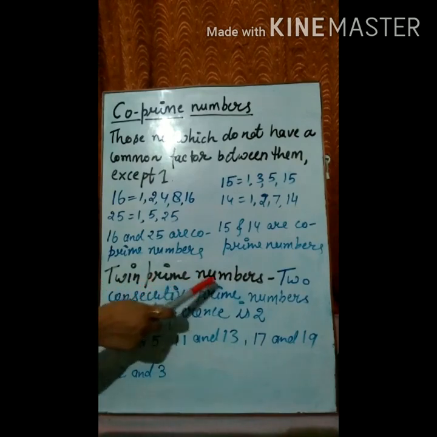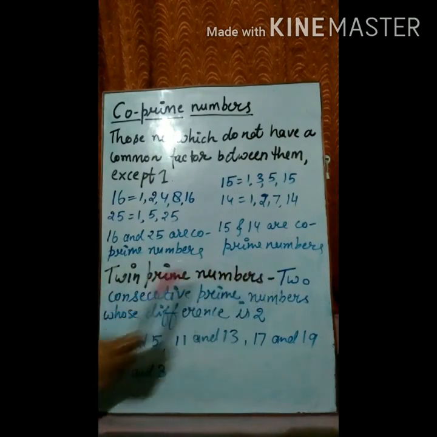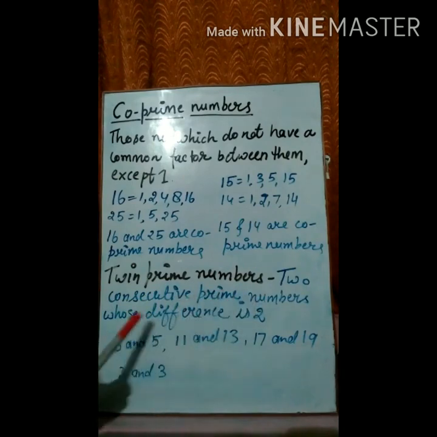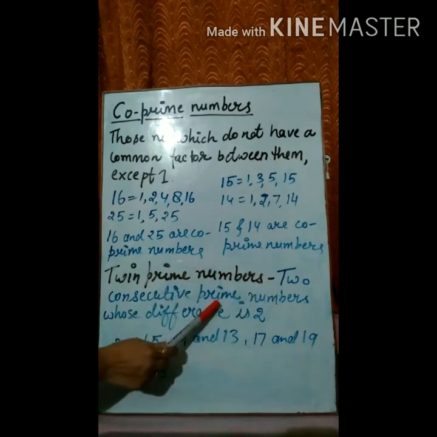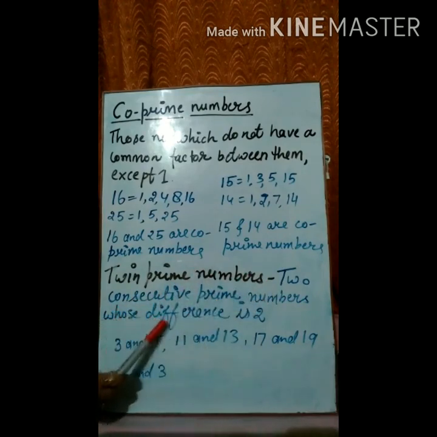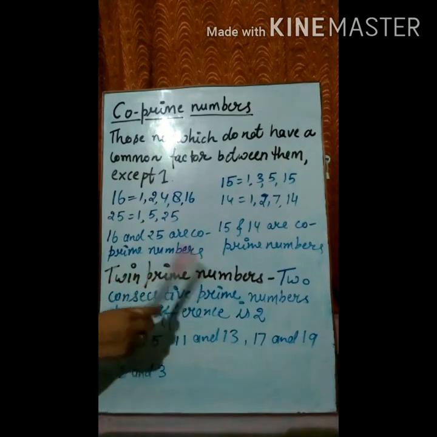Twin prime numbers: two consecutive prime numbers whose difference is 2. I repeat, two consecutive prime numbers whose difference is 2. Let's see an example. 3 and 5 both are prime numbers and the difference between 3 and 5 is 2. That's why they are twin prime numbers.